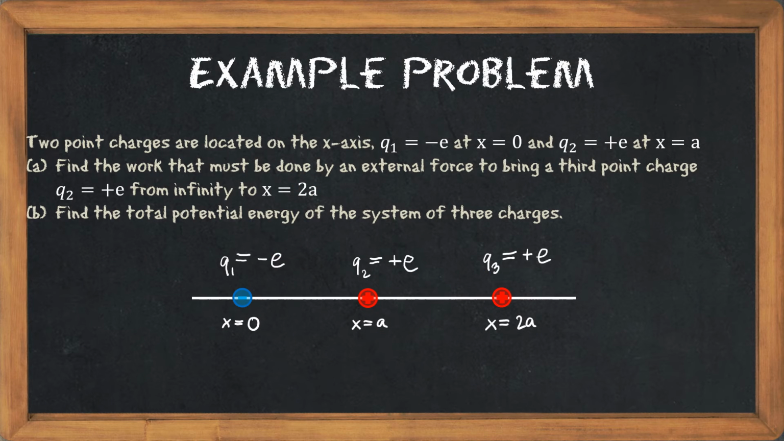Example problem. Two point charges are located on the x-axis. Q1 equals negative e at x equals 0, and Q2 equals e at x equals a. Find the work that must be done by an external force to bring a third point charge Q3 equals e from infinity to x equals 2a. Find the total potential energy of the system of three charges.